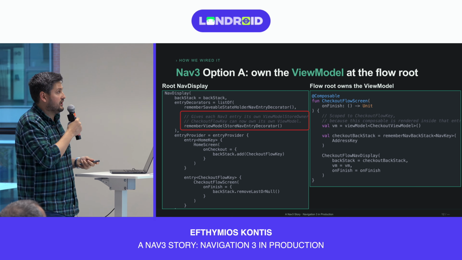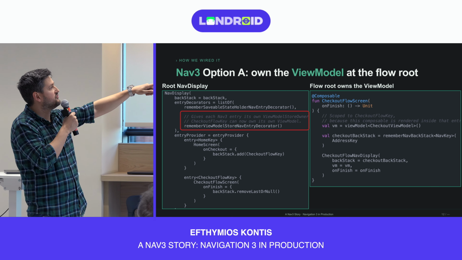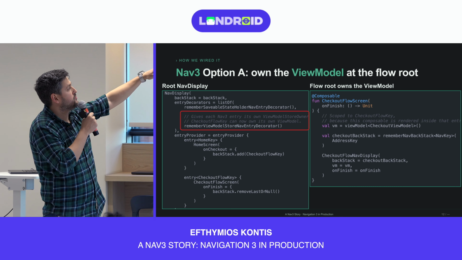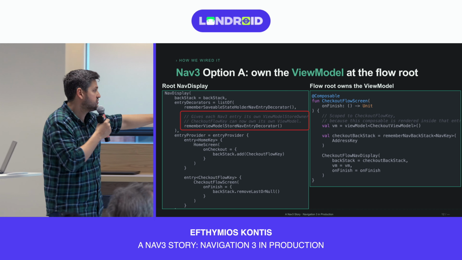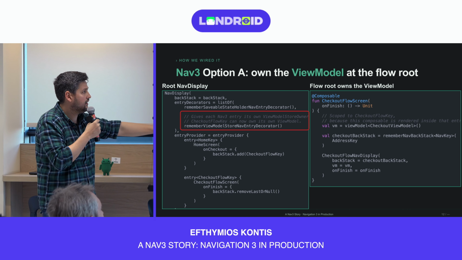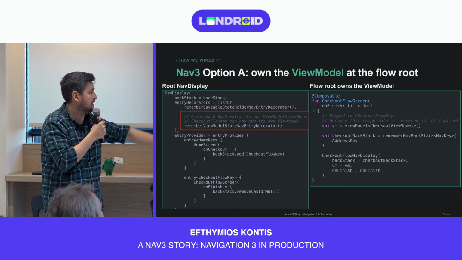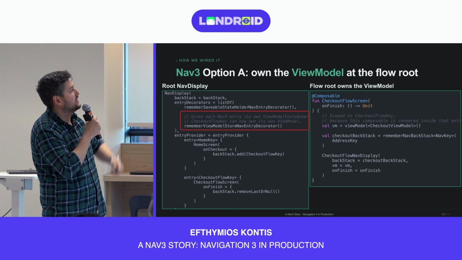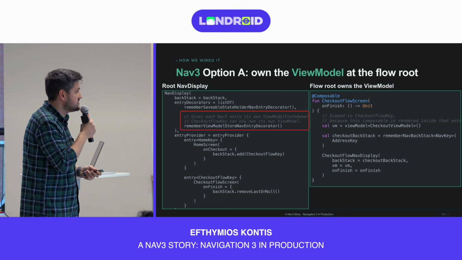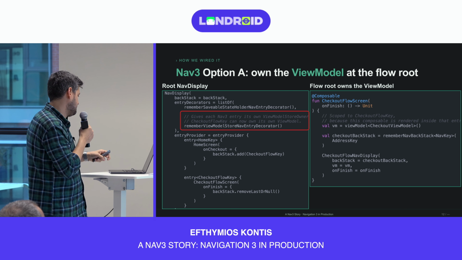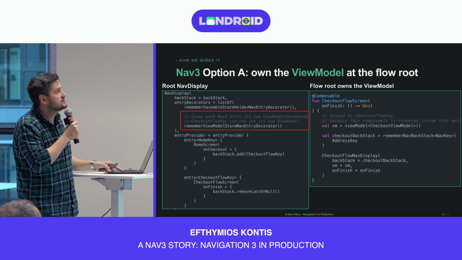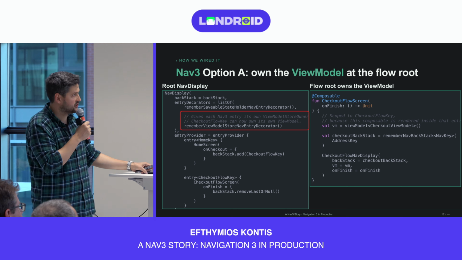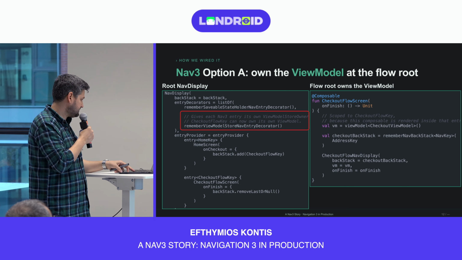The checkout flow screen here, you can see how we define the view model over there. That is scoped to the nearest entry, which is the checkout flow key. So as long as this entry is in our backstack, we can use the view model in the screens of the nested nav display. That's the first and default way of having nested flows and shared view models at Zopa.